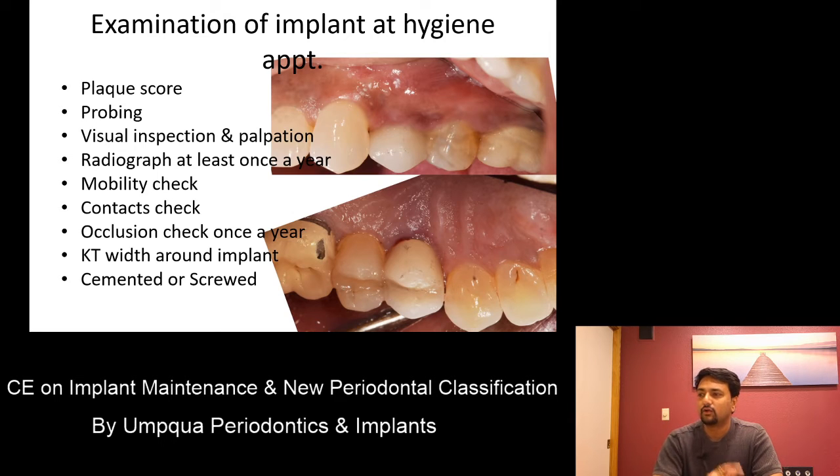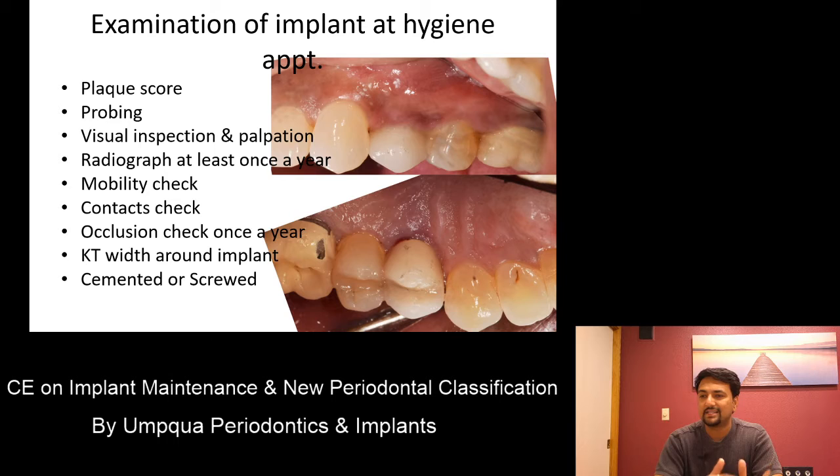I do recommend an occlusal check once a year, and checking the keratinized tissue around an implant, which is gaining a lot of attention in periodontist circles, because as with teeth, we do want a good resistive tissue around the implant.